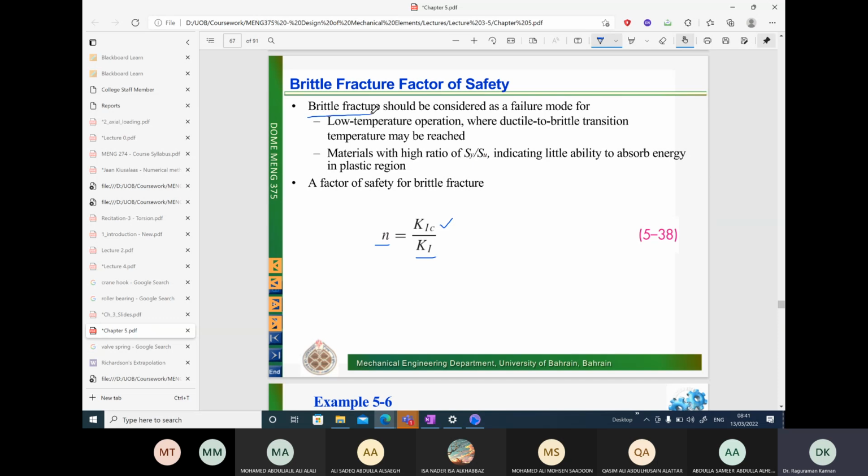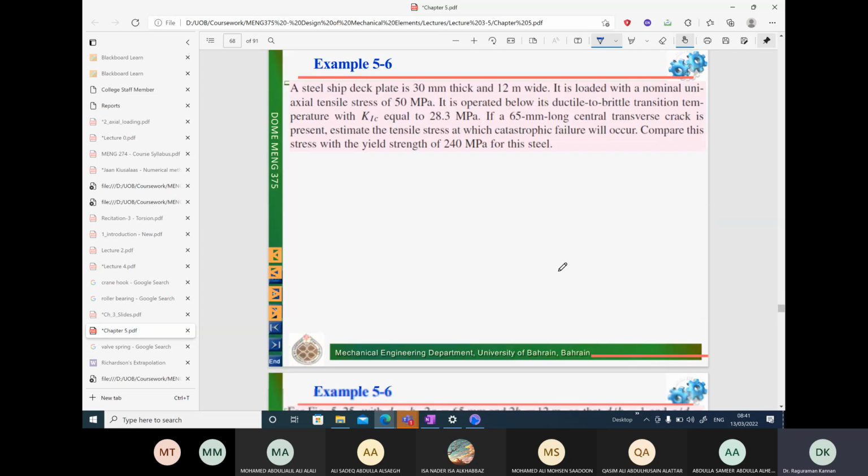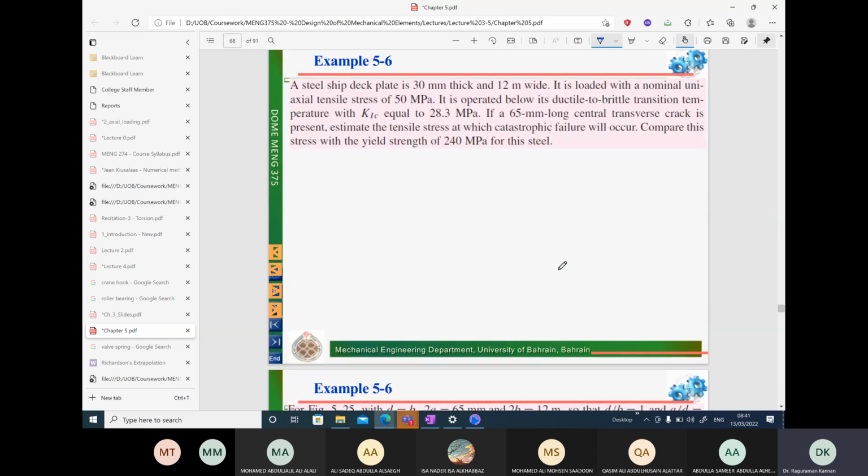Brittle fracture should usually be considered at low temperature operation, and where the ductile to brittle transition temperature may be reached. Over there, ductile materials also need to be regarded as brittle materials. In the case of brittle materials, as usual, we need to do these calculations if we know there is a crack present in the material. So we'll go through a very simple example here. The calculation is extremely simple in this case. So let's see an example.